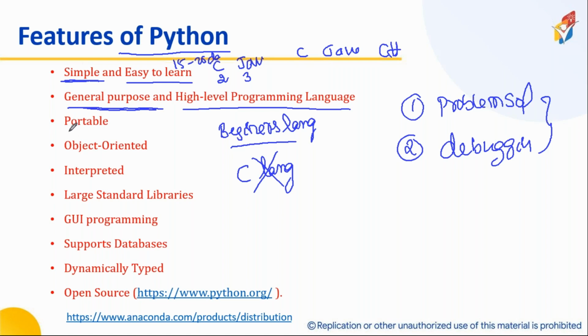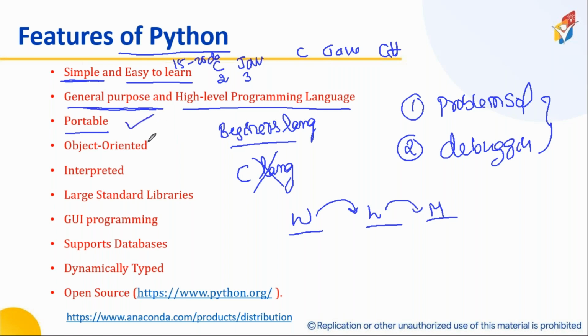Okay. Now, next feature is portability. If I write a program in Windows, I can port my program into Linux. I can port my program into Mac. That means in any operating system, I can run my Python program. That is called portability.